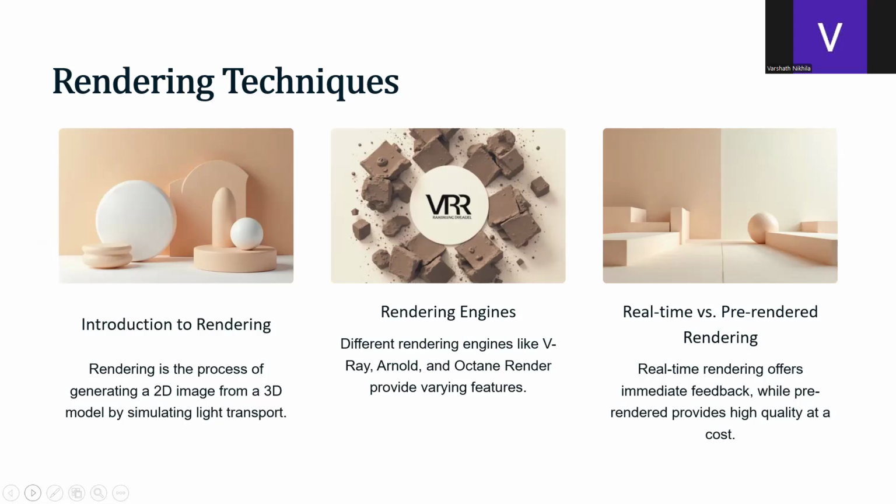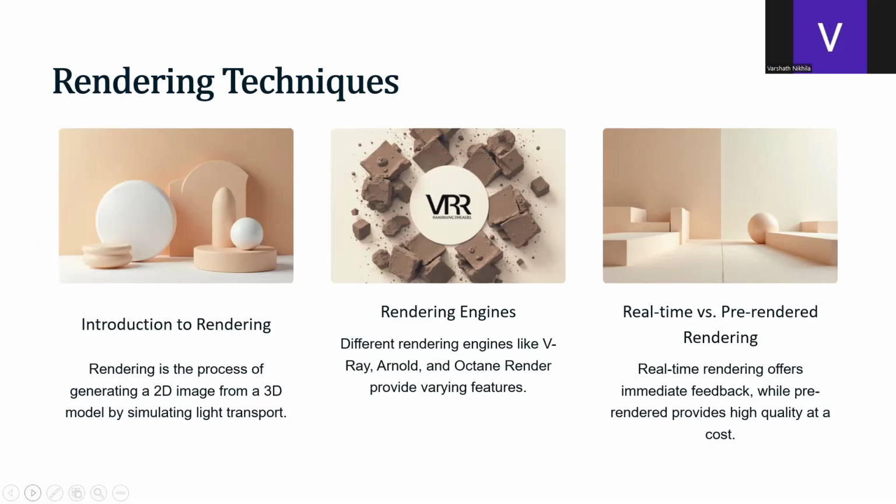There are two types of rendering that dominate. First one is pre-rendered, and the other is real time. Pre-rendered is used in movies. It's time consuming but very high quality. Real time is used in games. It happens instantly as you move through a scene. Popular engines include Arnold, V-Ray, Octane Render, and Unreal for real-time output.